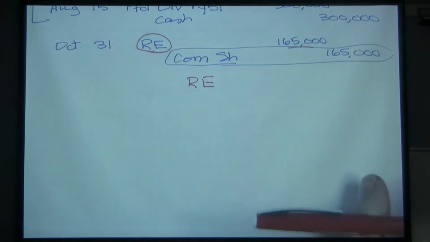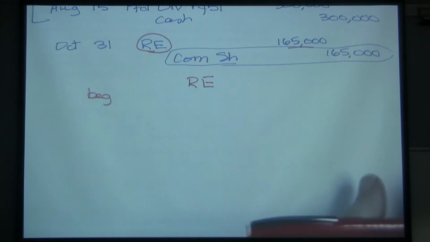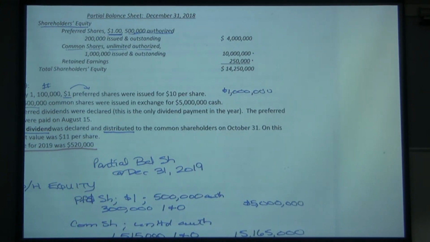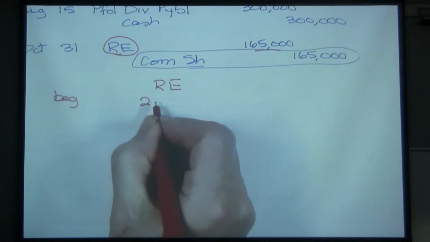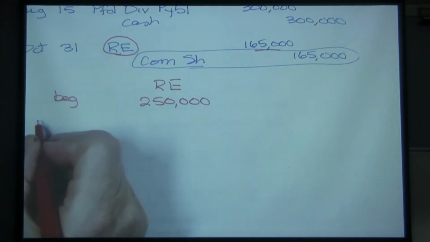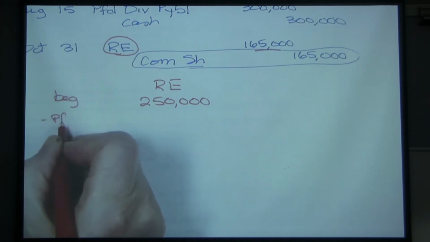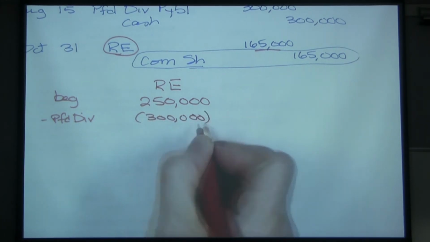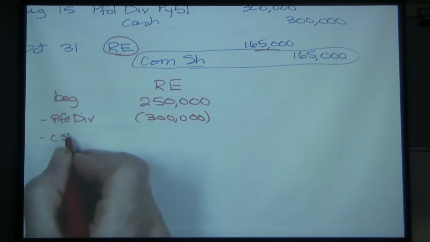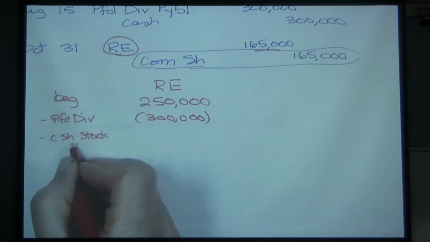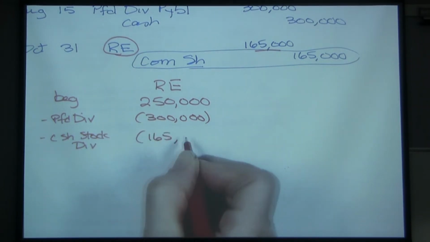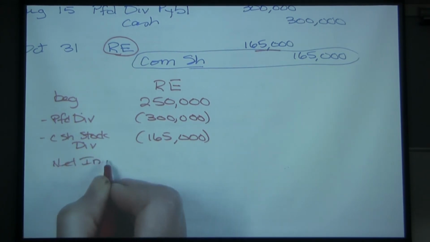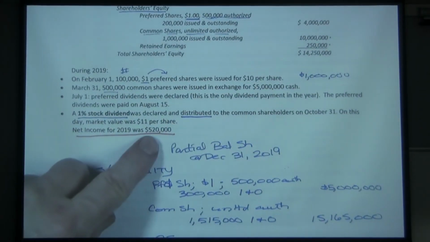So here are retained earnings. The beginning of year balance was 250,000, which I'm taking from the balance sheet from the year before. So we'll subtract the preferred dividend first. That was 300,000. We'll subtract the common share stock dividend next. That was 165,000. And then we will add our net income, which was 520,000.